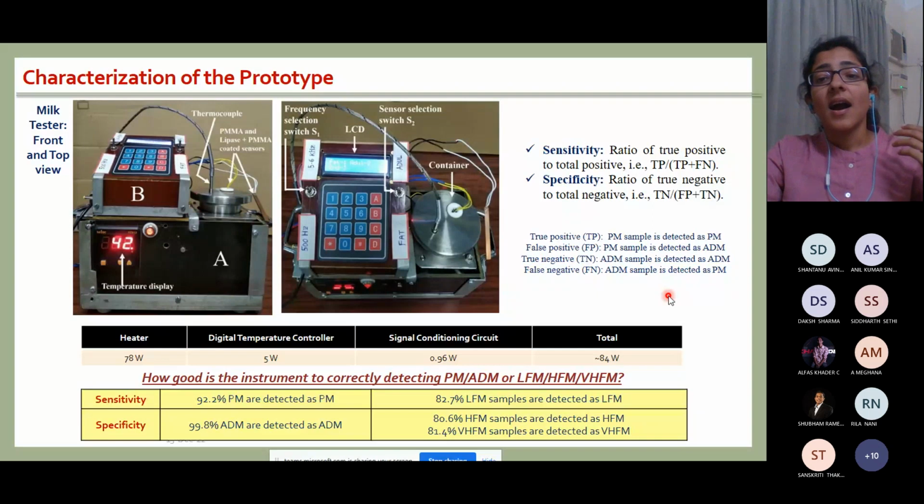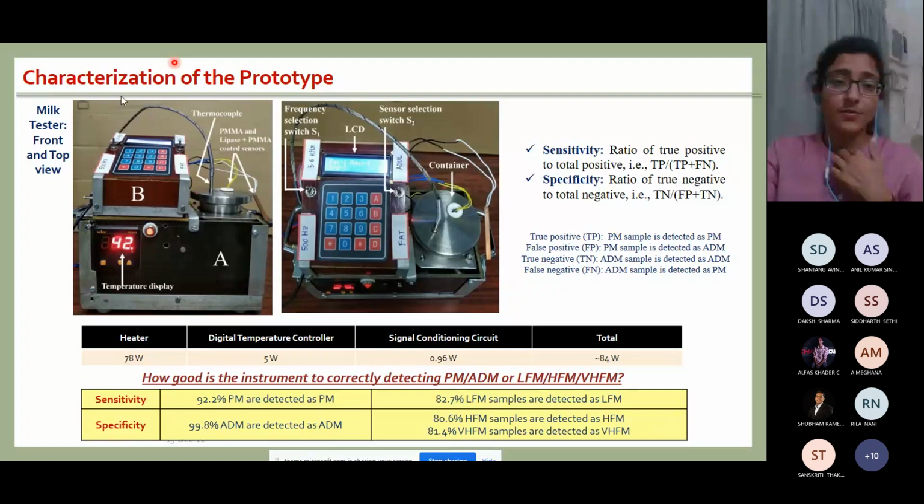These two terms are important in the prototype design, and we found the percentages based on the field testing data. But the data set was not that large, maybe 300, 400 or 1000 samples, so we need more data to comment on this sensitivity and specificity. These are the initial data I am showing.